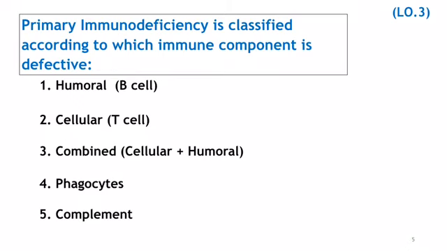The primary immunodeficiency is classified according to which immune component is defective. Humoral, that means a defect in B cells, cellular, T cells, or other cells of the immune system. Combined, that means cellular plus humoral components of the immune system are defective, or phagocytes, or a defect in complement, one complement component, or many components.